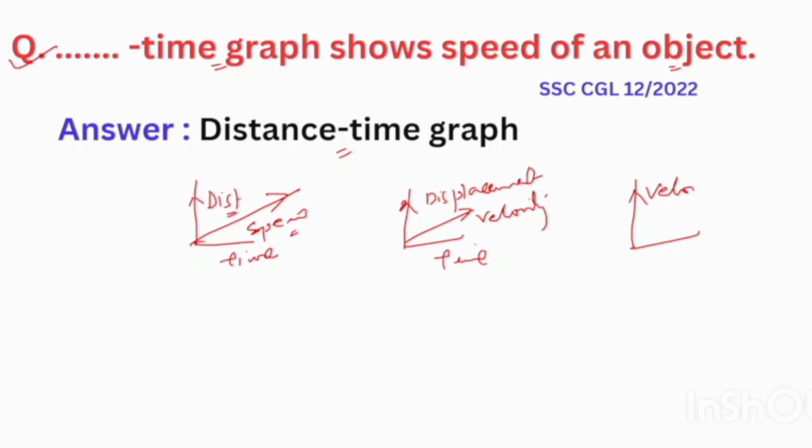And how do we get acceleration? This is velocity and this is time, and this slope will give you acceleration. Because what is acceleration? Acceleration is change of velocity over time. So we understood three things here: the distance time graph gives us speed, the displacement time graph gives us velocity, and the velocity time graph gives us acceleration. These are the three important things. Let's move on to the next question.